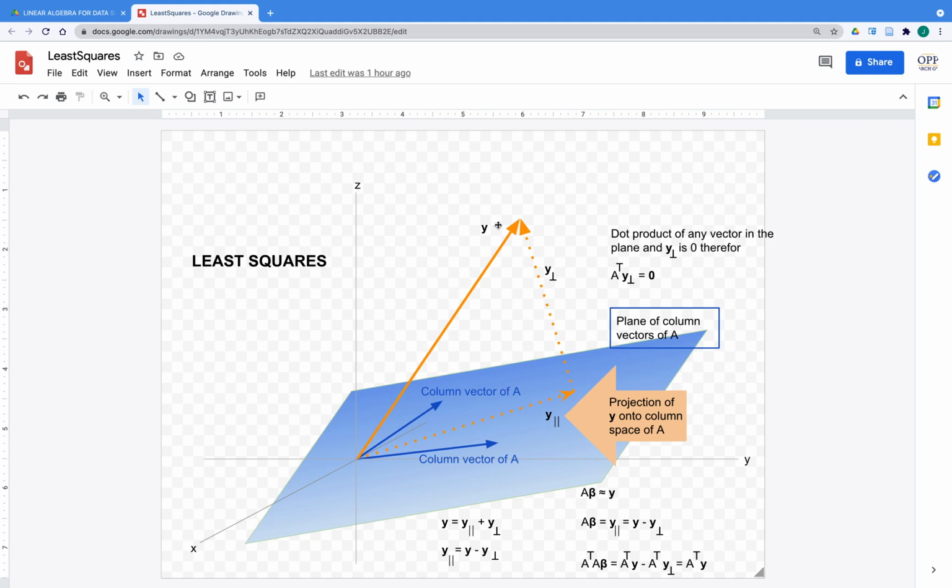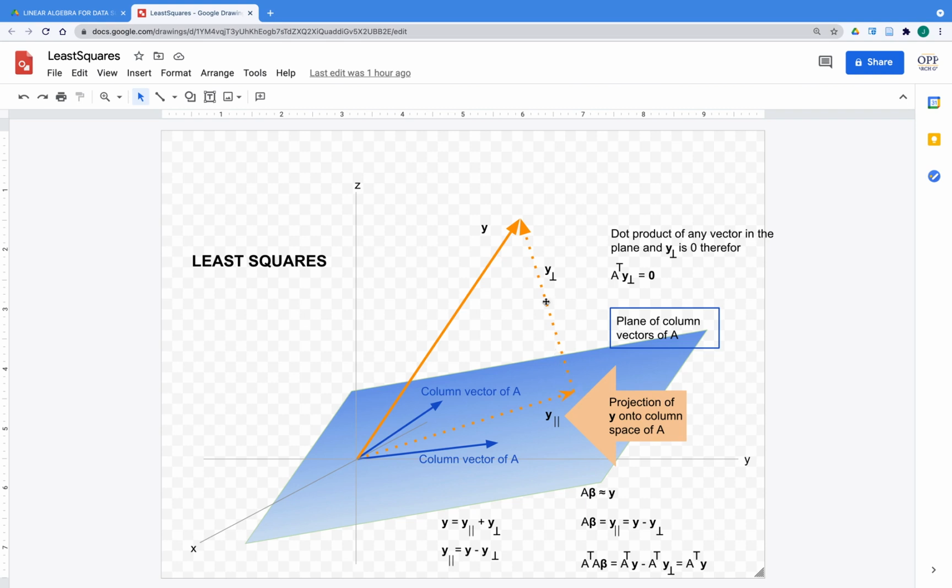So I will not be able to find this beta vector such that if I multiply matrix A with that vector, I get y, because I'm not going to get out of this plane. What I will be able to do is get to this y parallel. y parallel is in the plane. So let's look at this y parallel in orange here. It is in the plane, so a linear combination of those two column vectors of A will get me to y parallel. And how do we set up y parallel? Well, that is an orthogonal projection of y onto my plane.